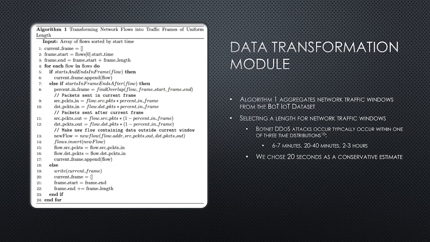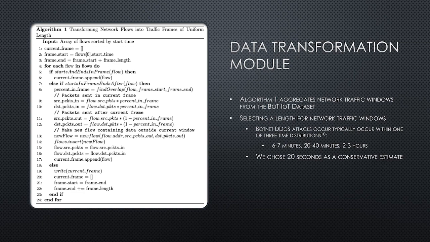This slide covers the specific implementation details of the data transformation module. Algorithm 1 was applied to flows from the BOT IoT dataset to extract network traffic windows. To quickly summarize, we iterate over each flow, determining what percentage of the flow occurred in the current traffic window. We take that percentage of the flow's packets and add them to the current traffic window under the flow's source host. We take the packets that are left over and adjust the old flow's start time to be immediately after the end of the current traffic window, so that its remaining information can be included in subsequent frames. We repeat this process until all selected flows have been processed into frames.